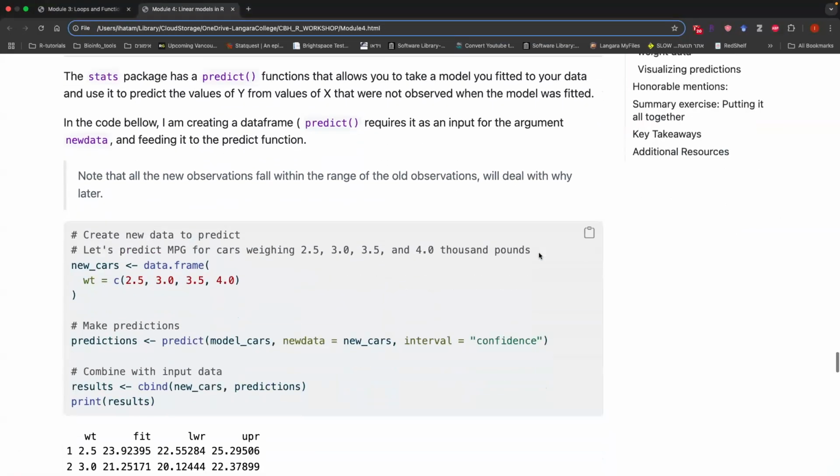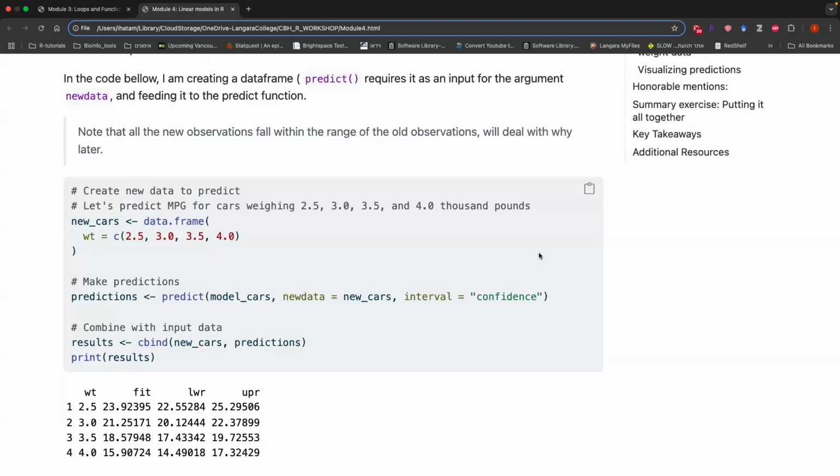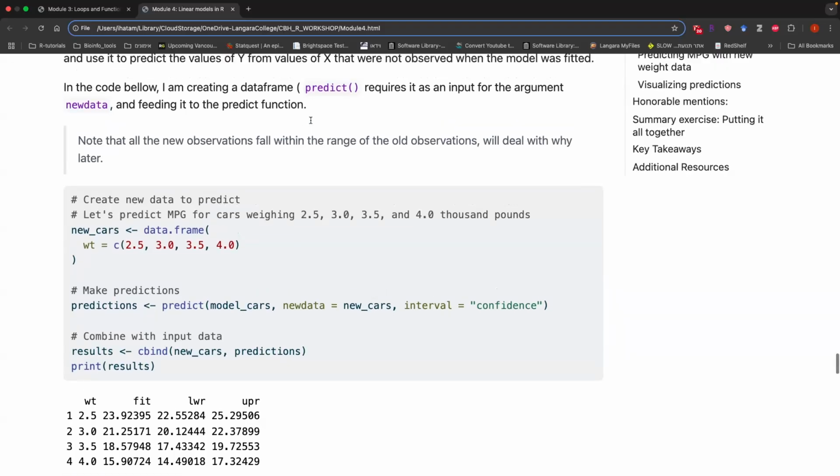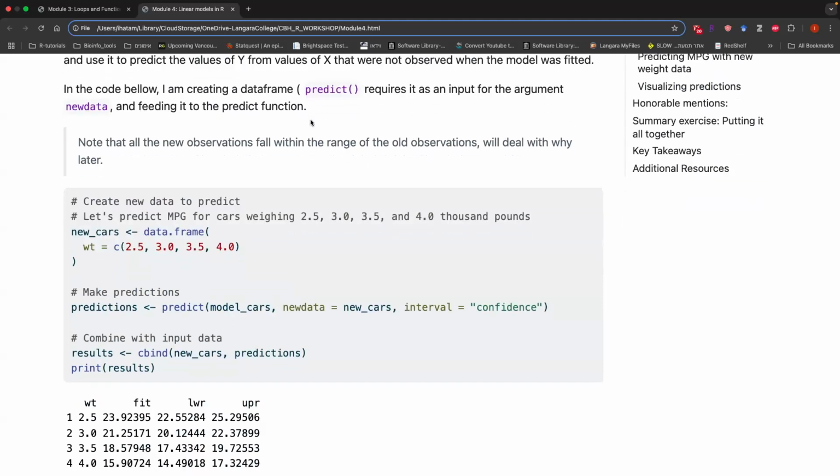All right. So the code below allows us to use predict to predict our value. In the code below, I'm creating a data frame. Predict requires a data frame as an input argument for new data. Then I'm going to feed it to the predict function. Note that I'm giving it new weight observations, and those weight observations fall within the range of our old observations, which were, if I remember, between 1,000 and 5,000. That's where we had them.